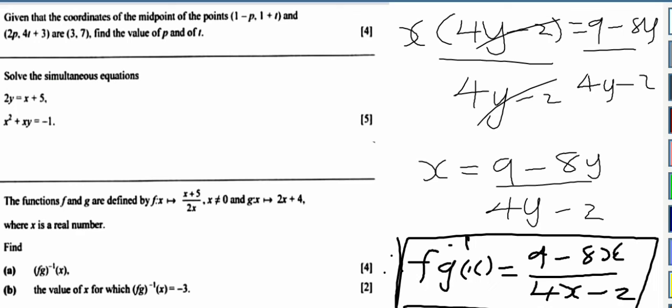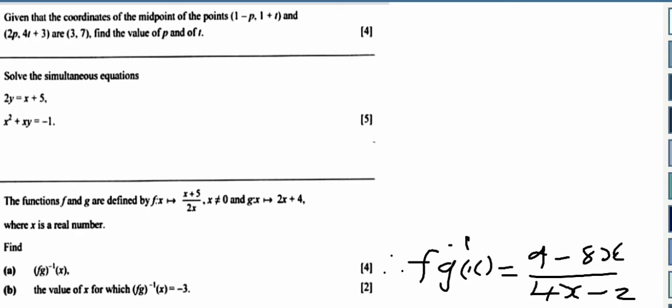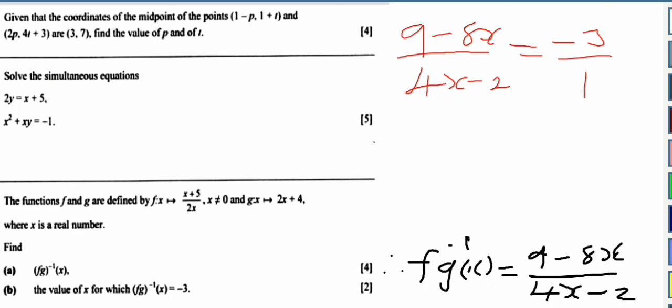Let's find question B. Question B is asking us to find the value of x for which fg inverse is equal to negative 3. So we are just going to take this inverse of fg, then equate it to negative 3. So we have 9 minus 8x divided by 4x minus 2 being equal to negative 3. Then here we are just going to balance it, this one by 1, then cross multiply.